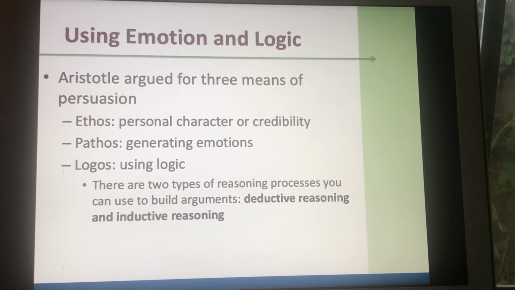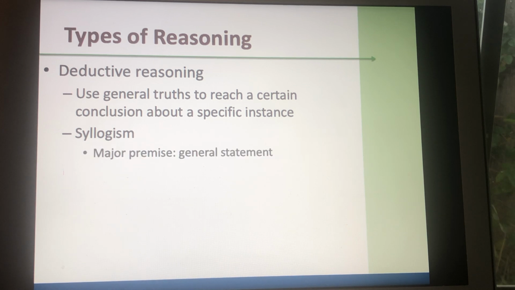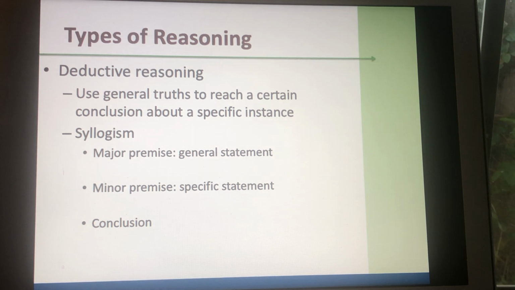Under logic, there are 2 types of reasoning. I'm sure you've heard about these. I always get them confused. Deductive reasoning and inductive reasoning. Okay, deductive reasoning, using a general truth to reach a certain conclusion about a specific instance. So you're using something that is generally known or that you are informing somebody on, and then you're backing it up with the specifics. Okay, syllogism has a major premise or a general statement, and a minor premise of a specific statement, and then reaches a conclusion. And there's more about this in your textbook. I'm breezing by these kind of quickly.